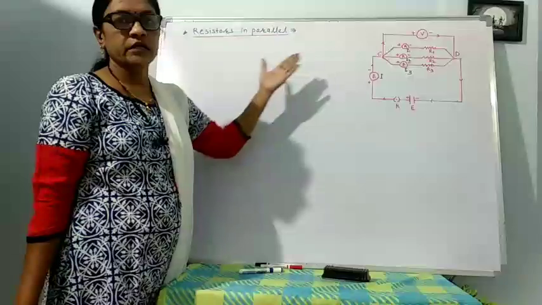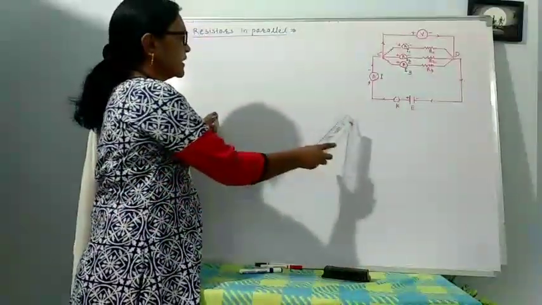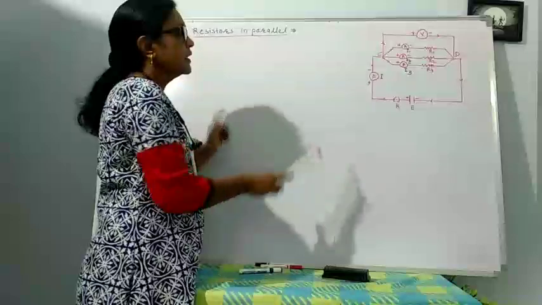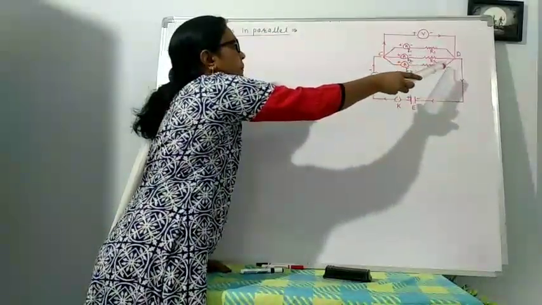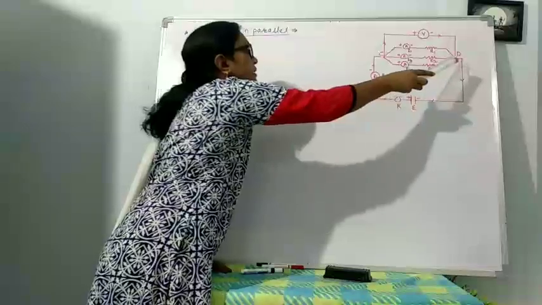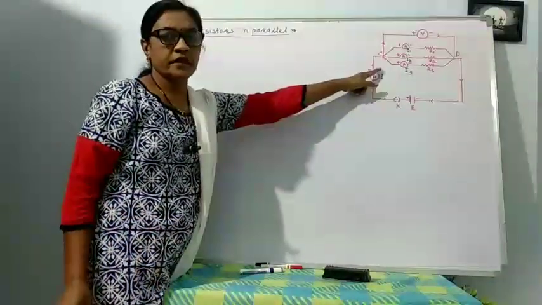Before this we have learned series arrangement. In series arrangement, resistors are connected in series in a single line. Here resistors are parallel to each other and they are connected between two points C and D. So this is the parallel arrangement.